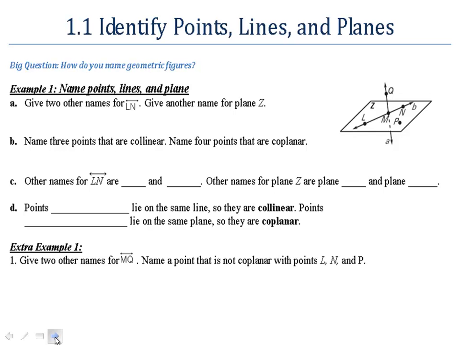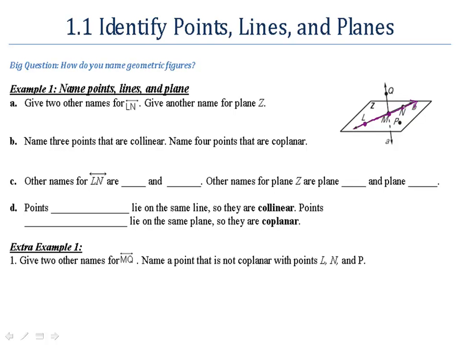Again, 1-1, identifying points, lines, and planes. The big question is, how do you name geometric figures? So example 1, name points, lines, and planes. So give 2 other names for line LN. So line LN is right here. Okay, here's my line LN. So here's a point on it, M, point L, and point N. And there's a little lowercase b there.